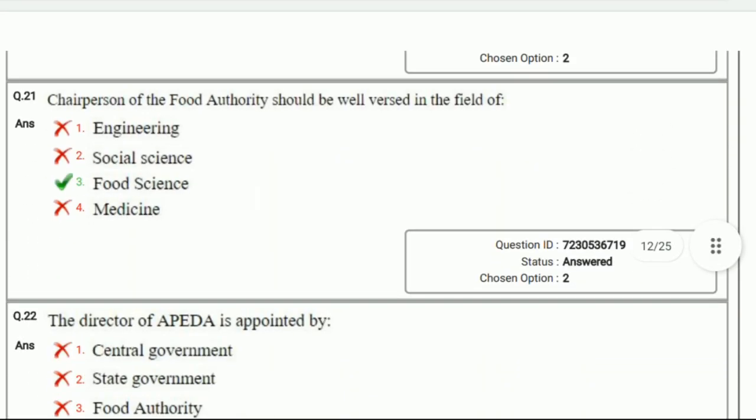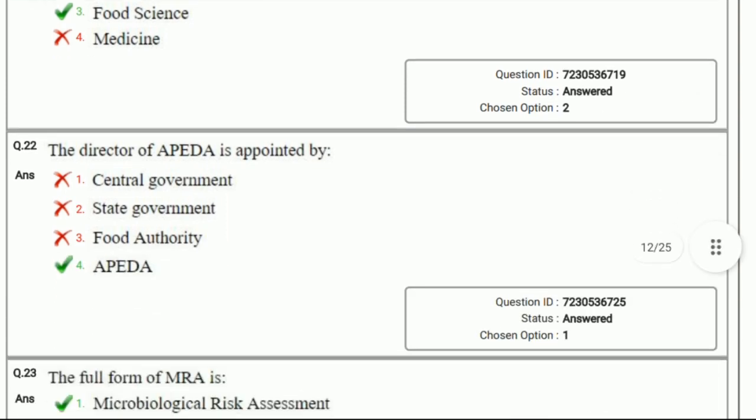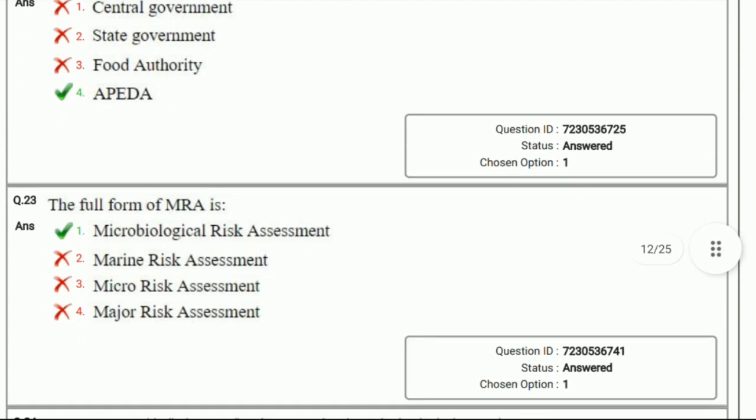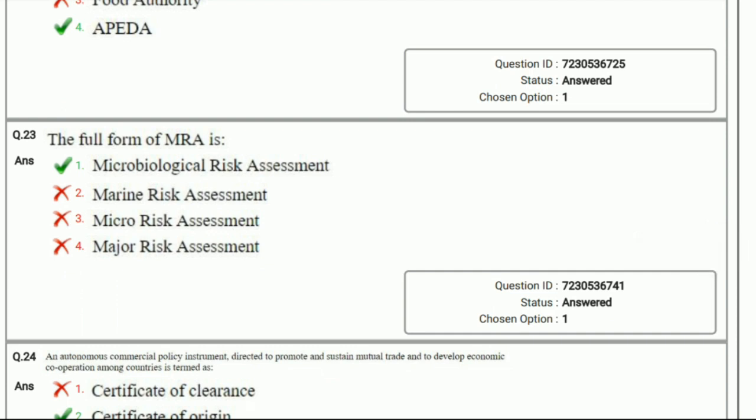Next question: chairperson of food authority should be well versed in the field of, very common question and a very common answer, food science. Next question: the director of APIDA is appointed by. So the director of APIDA is appointed by APIDA itself. So the chairperson, the highest position, that chairman, he is being appointed by central government, while the director is appointed by the APIDA only. Next question: the full form of MRA is, so the answer is microbiological risk assessment.